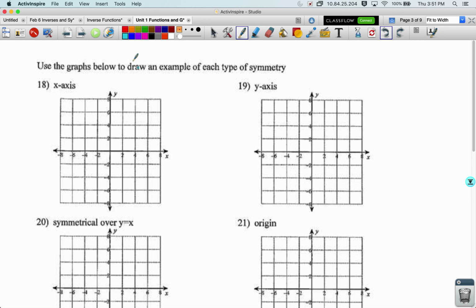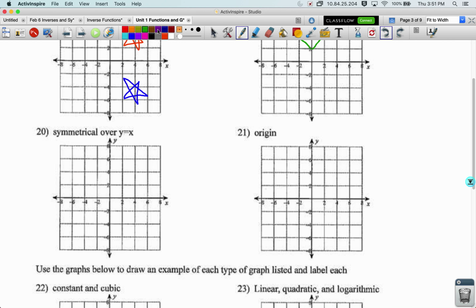All right, draw examples of each type of symmetry. X-axis just means it's flipped over the x-axis here. Y-axis, we could do something like a V shape that's symmetrical over that y-axis, or you could draw 2 stars. Symmetrical over y equals x. This one's a little bit trickier. If I've got a graph that does something like this, I can take each point, like this point here, which is at 6, 4, and flip it, make it 4, 6, to get my symmetrical point.